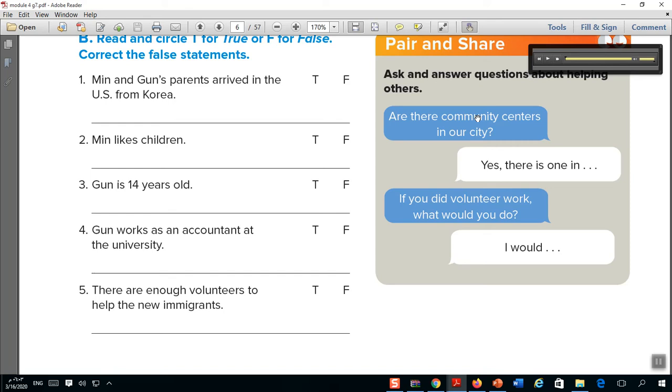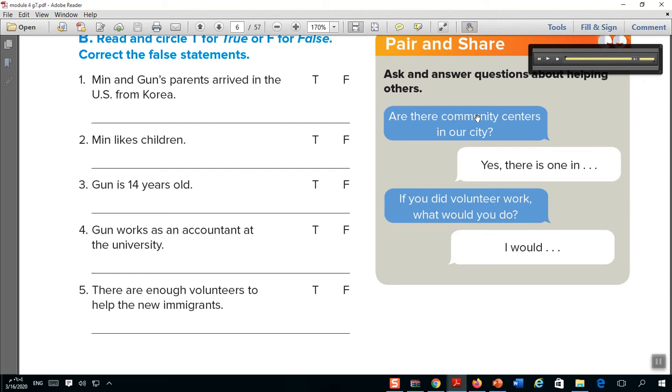Gun works as an accountant at the university. This is the word we have told you about: accountant. Is he working as an accountant at the university? No, of course not. Because he studies accounting at university.